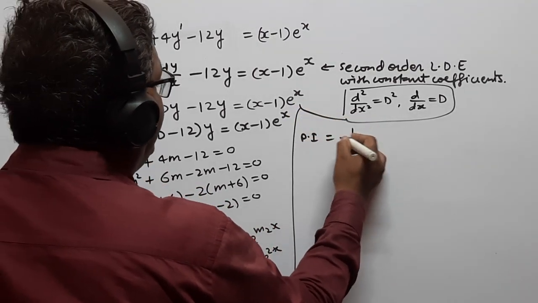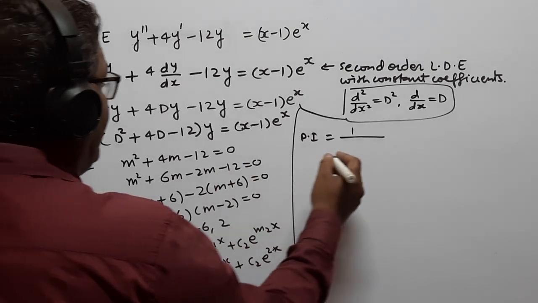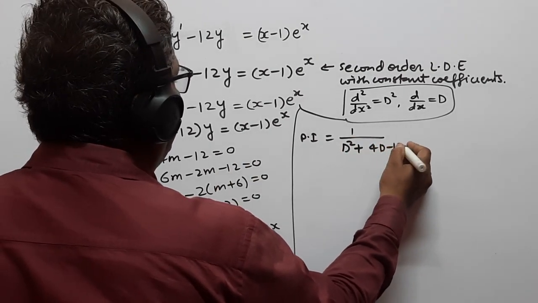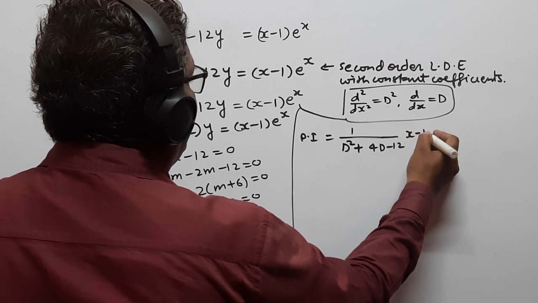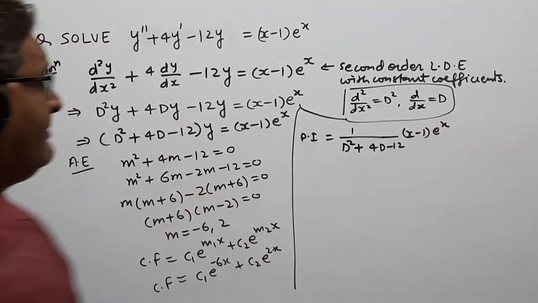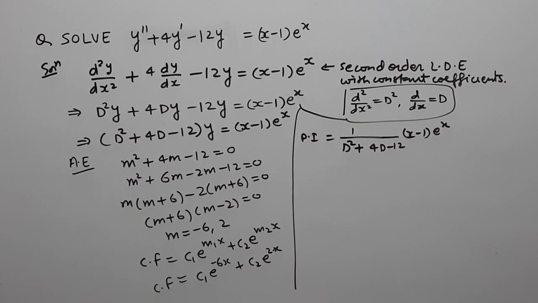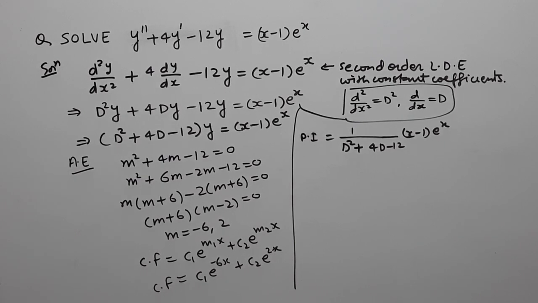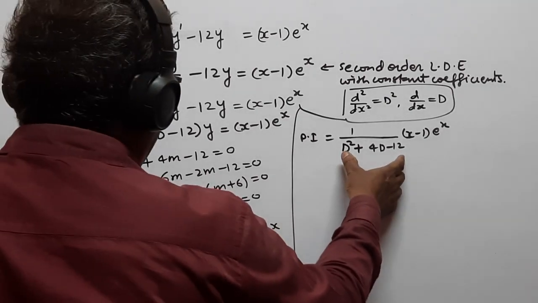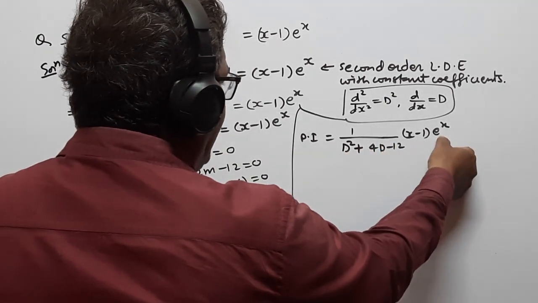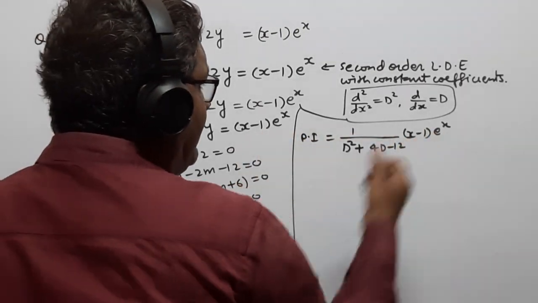Now we find the particular integral of the right hand side. So the particular integral is equal to 1 upon f(D), and f(D) is D square plus 4D minus 12, times (x minus 1) e to the power x. The right hand side is (x minus 1) times e to the power x.